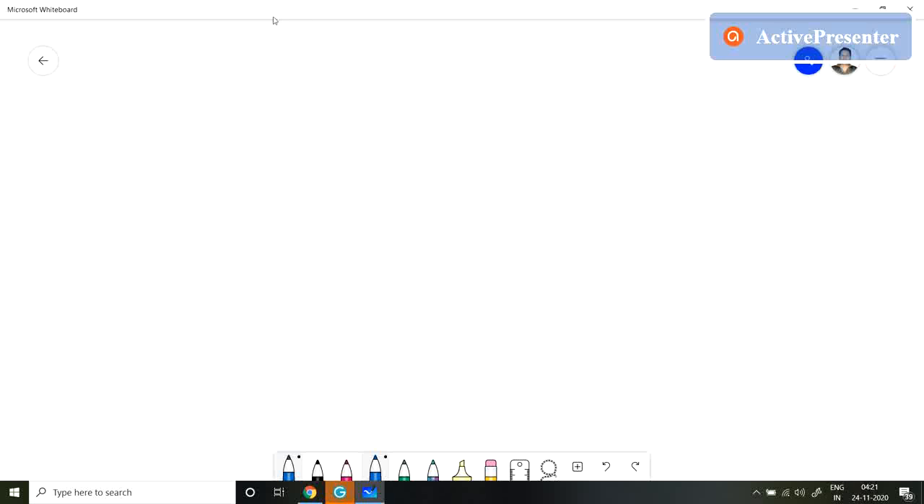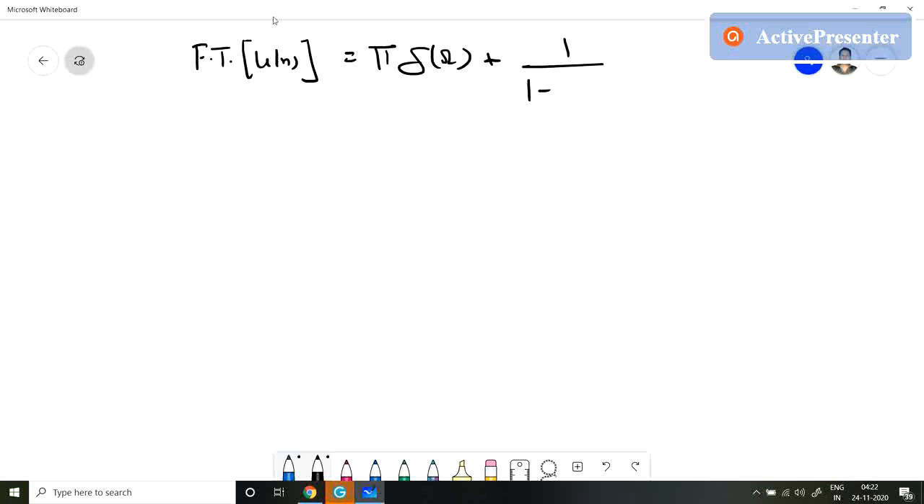So basically we will see later that if we find the Fourier transform of u[n], from the z transform it is not possible, but we can find the Fourier transform of u[n], and that is equal to pi delta of omega, later we will prove that, plus 1 divided by 1 minus e raised to the power minus j omega, with modulus of omega less than or equal to pi.